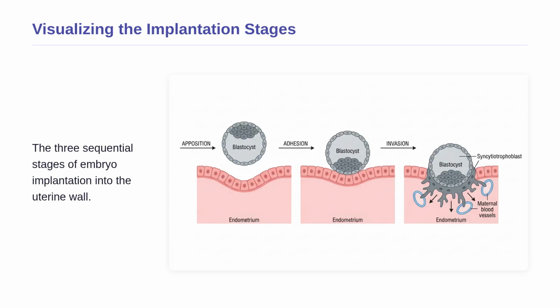Before we move on, let us see this process visually. On the screen, you can see the 3 stages we just discussed, moving from left to right. First, on the left, apposition shows the blastocyst gently resting against the pink uterine wall. In the middle, adhesion shows a much tighter physical connection forming. Finally, on the right, invasion illustrates the outer cells of the embryo reaching deep into the endometrium, tapping directly into the red maternal blood vessels to secure a lifeline.